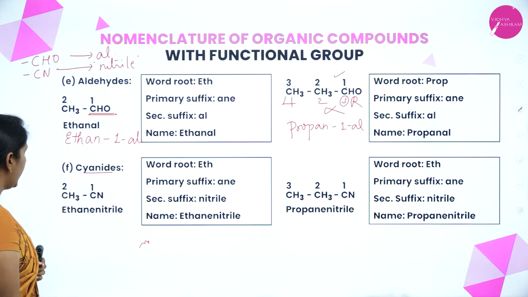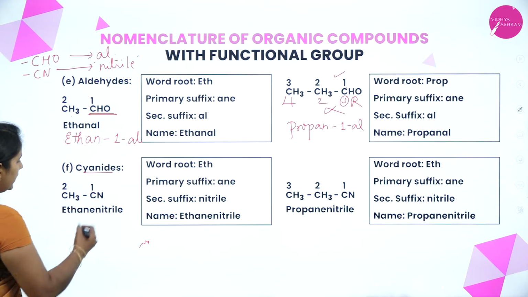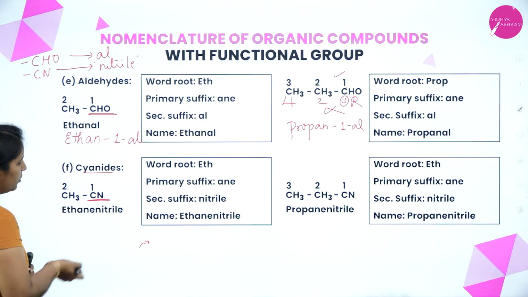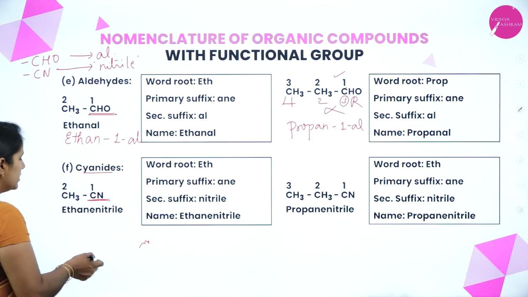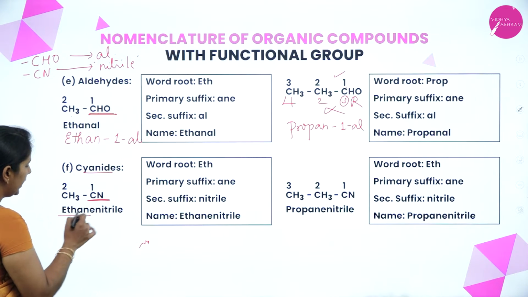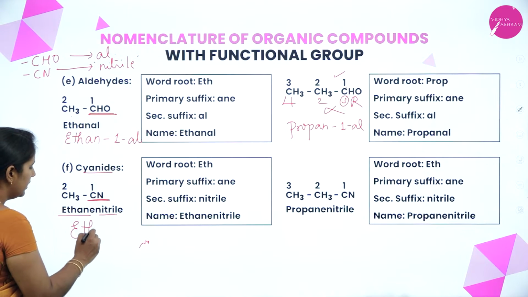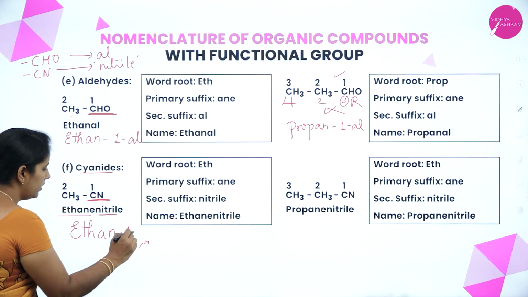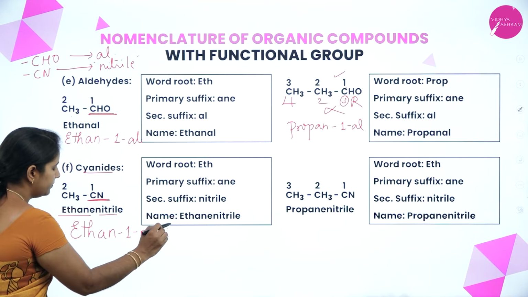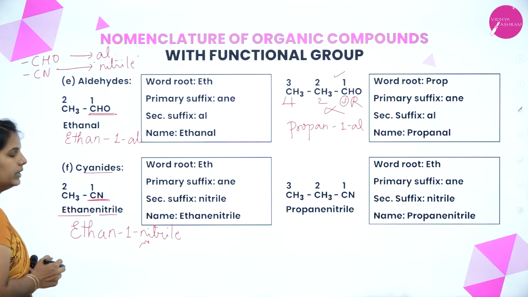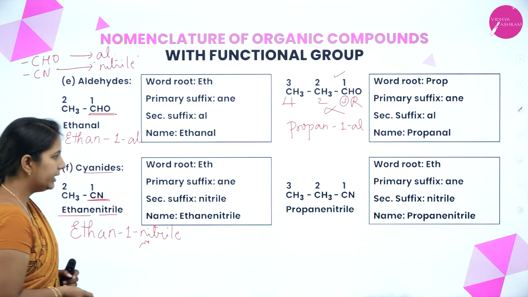Next we have a cyanide. You can see that here the functional group is also containing a carbon, correct? So it should get the least number. So ethane nitrile. Or you can say ethan-1-nitrile, ethan-1-nitrile if you specifically tell the position.